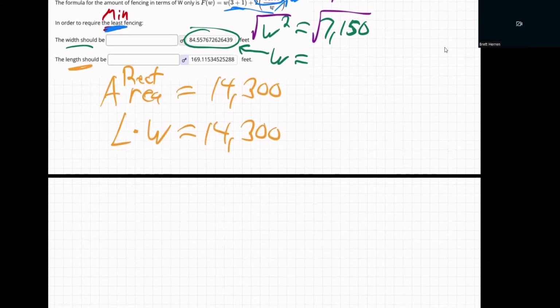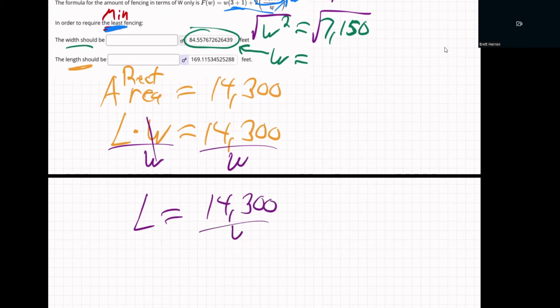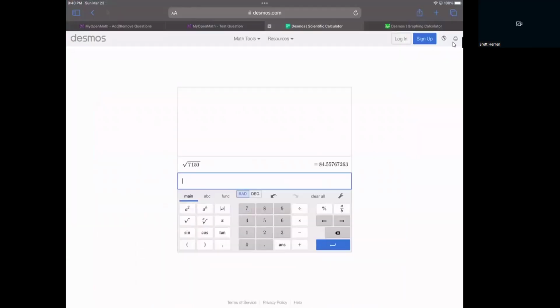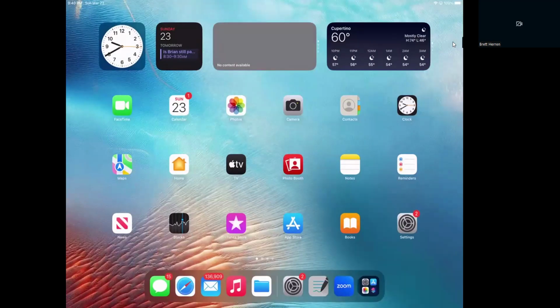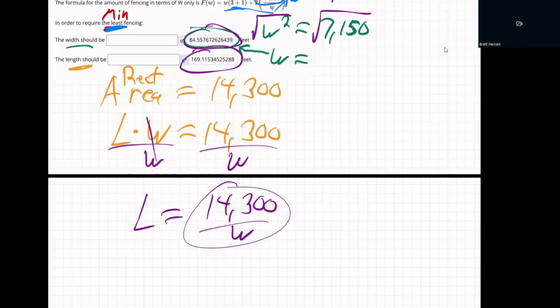Okay. So what? Well, I'm trying to find L. So let's solve for L. Divided by W. Boom. So L is 14,300 over W. And I've got W right here. Let's go to Desmos, take 14,300, divide by the answer we just got. So down here, 14,300 divided by, hit the answer button. There it is, 169.1153. There is the length.